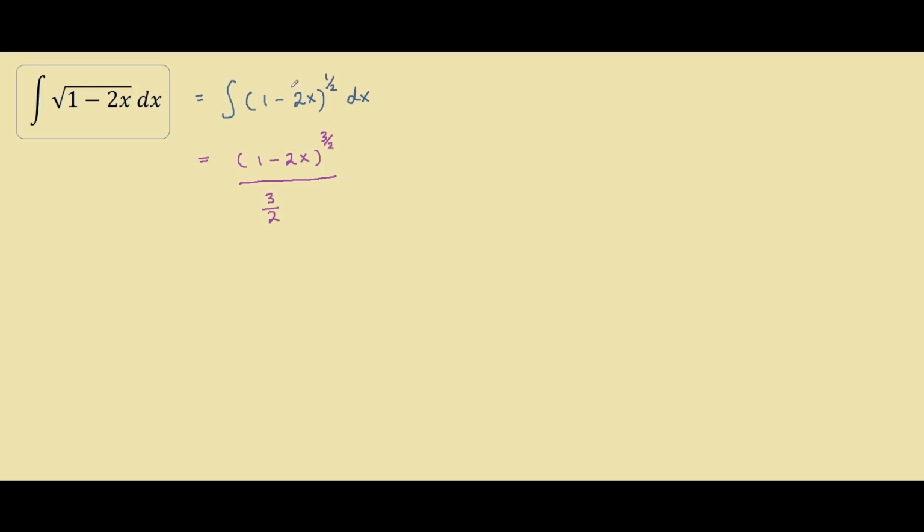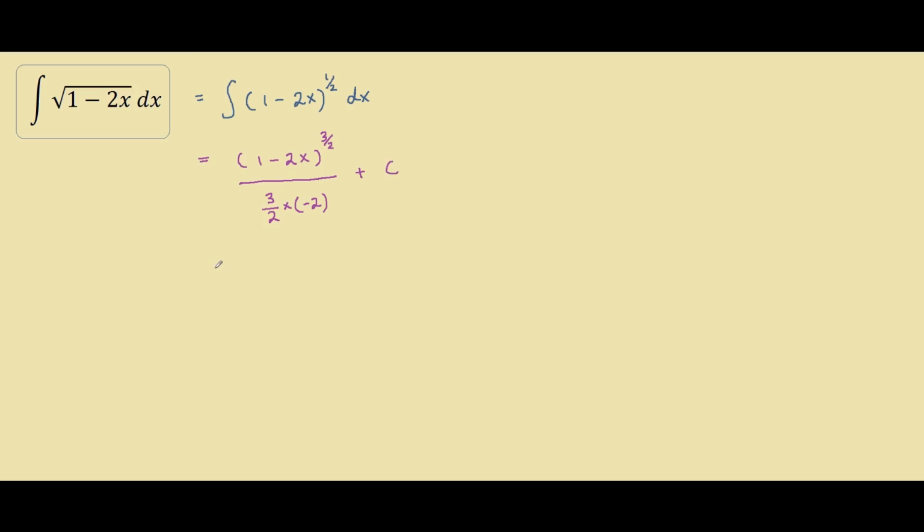And if you guys remember from the chain rule, we also have to multiply the function by the derivative of the inside function. So in this case, instead of multiplying, we divide. So the derivative of 1 minus 2x is negative 2, so we divide by negative 2, plus the constant.